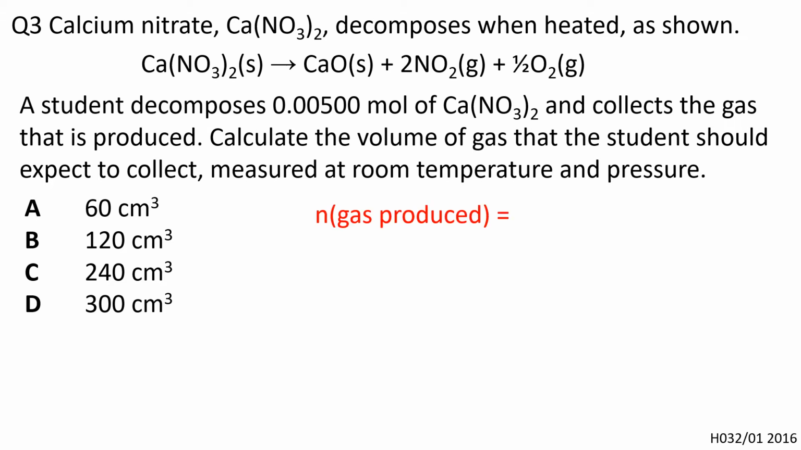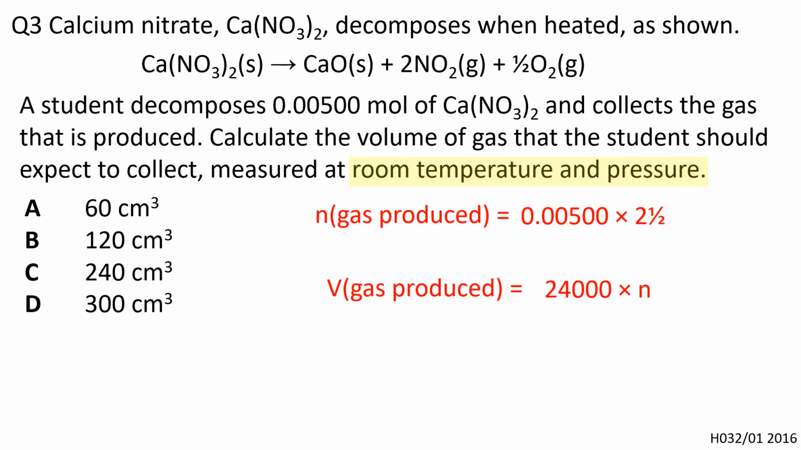So the amount of gas produced and the volume of gas produced, there are a couple of little hints as to what you're going to need to work out here. So from the amount of calcium nitrate, because 2.5 moles of gas are made for every 1 mole of calcium nitrate, we can work out the amount of gas that you'd expect to obtain from 0.00500 moles of calcium nitrate.